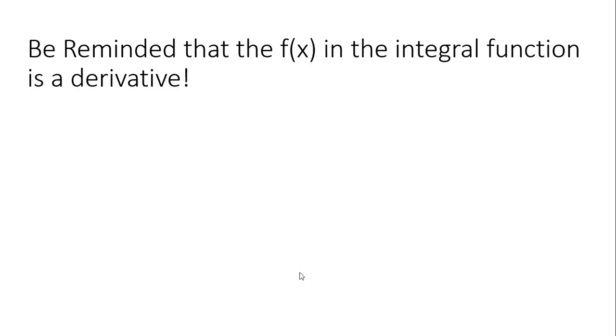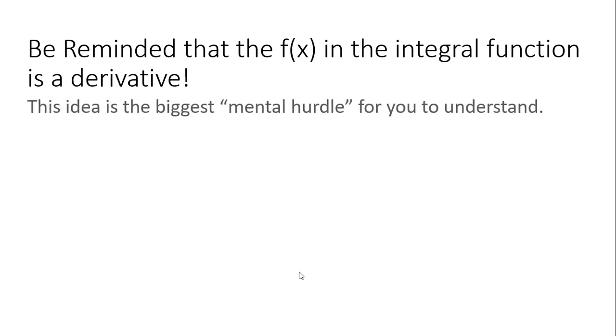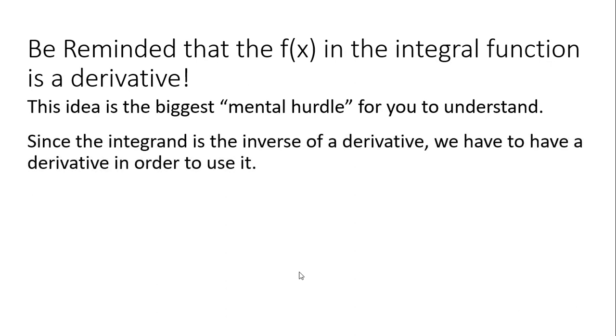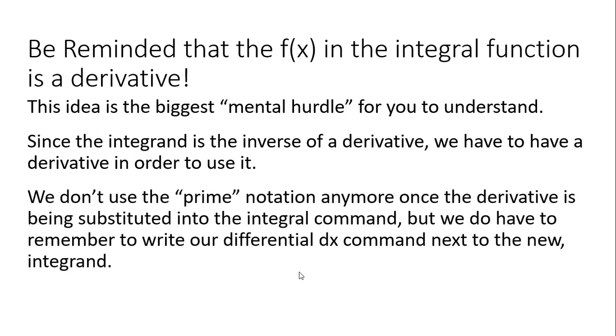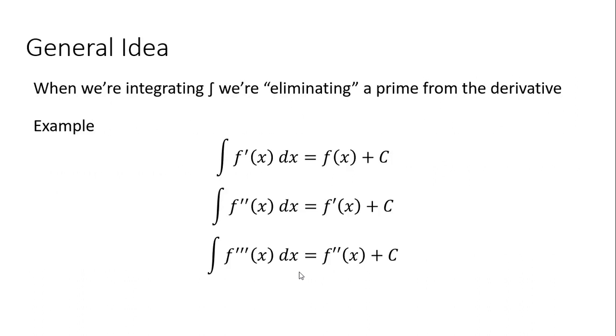So be reminded that f of x is a derivative when you're plugging this into an integral sign. That's the biggest idea for you to understand. Since the integrand is the inverse of the derivative, we have to have a derivative in order to use it. If we don't have a derivative, we cannot use this integral. And once we put our derivative inside the integral sign, we do not need to use this prime notation anymore, since it is understood that we only have derivatives inside of the integral command.